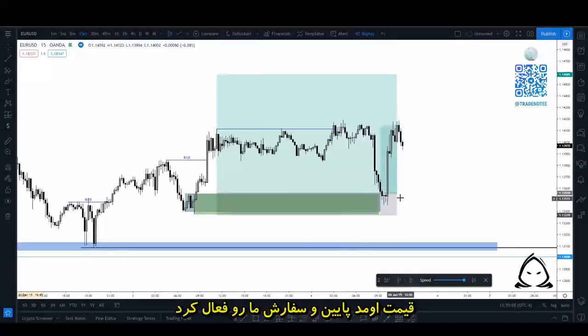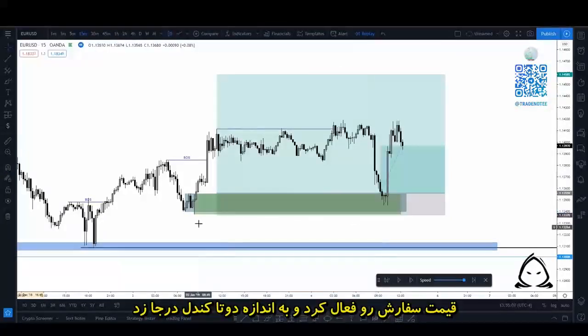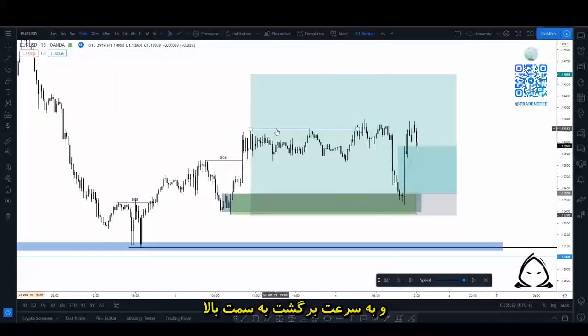And what we can see is price has come down, it has tagged our entry, and we have been brought into the trade. And we can see that price tapped in the order block, consolidated for about 2 candles, and then we started to rapidly expand to the upside once again.